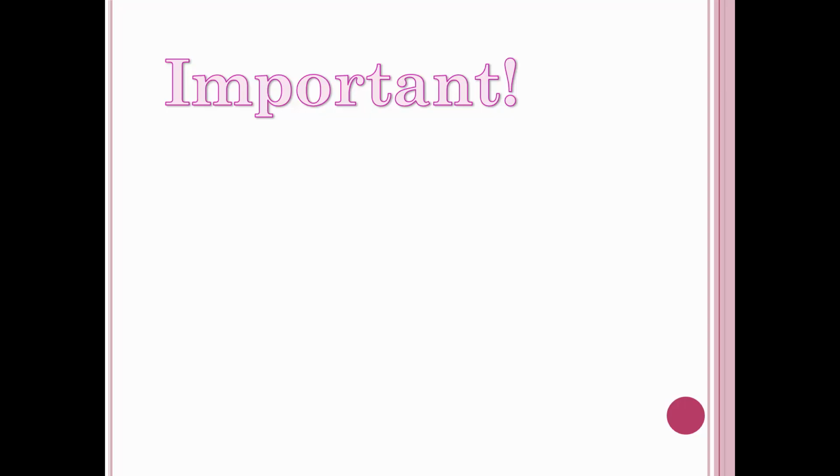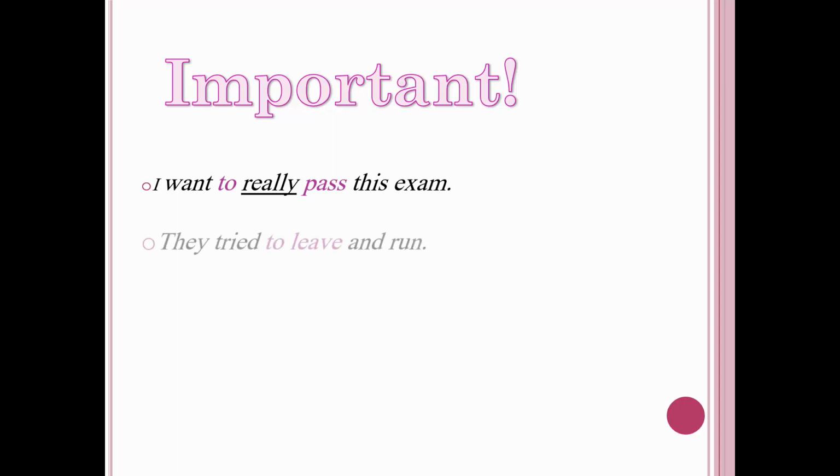Now, these are the things you must keep in mind when it comes to infinitives. First, we don't usually put adverbs between to and the verb unless it is for emphasis. I want to really pass this exam. Also, we normally leave out the second to when we join two infinitives with and or. They tried to leave and run, or they tried to leave or run.